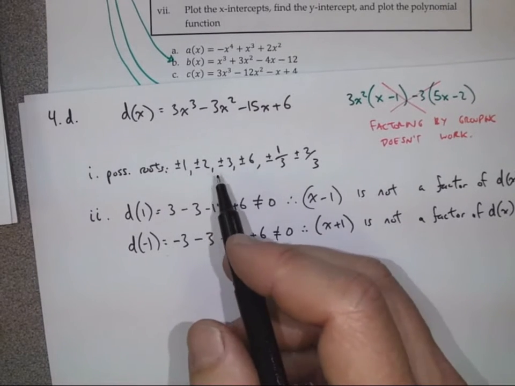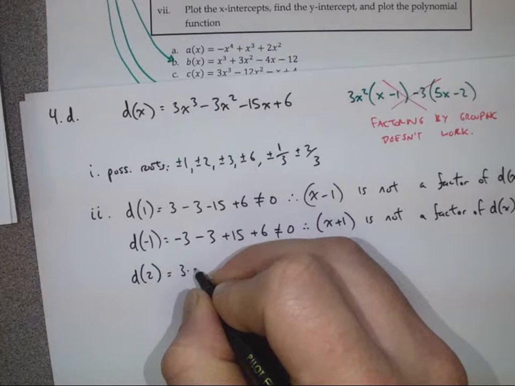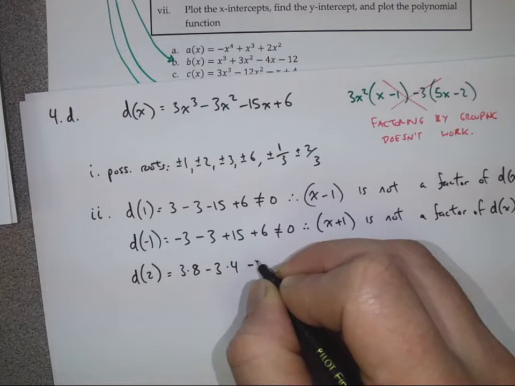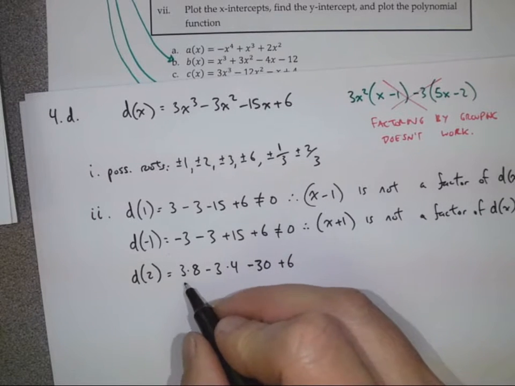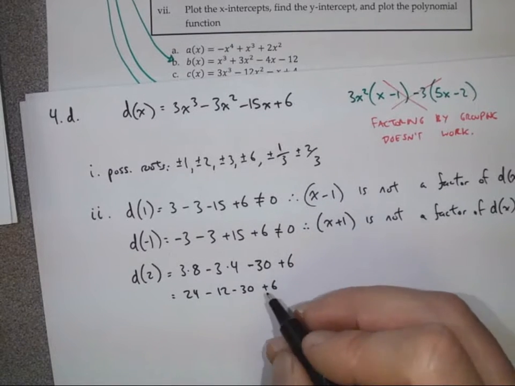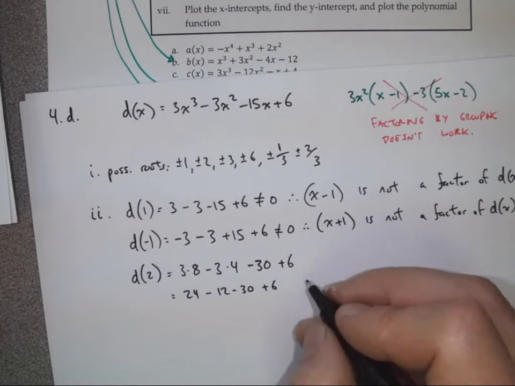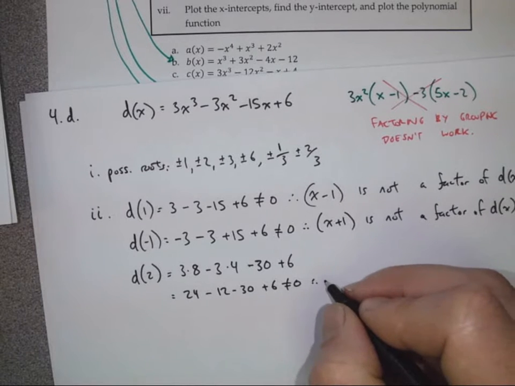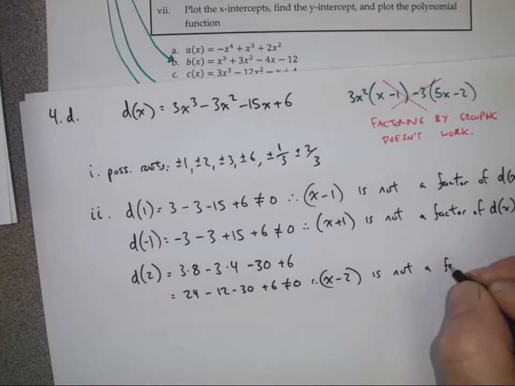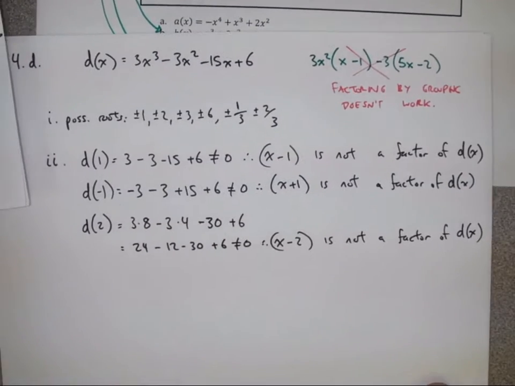All right, well, I guess we'll move on to 2. So d of 2, I'm going to slow this one down. So it's going to be 3 times 2 cubed, which is 8, minus 3 times 2 squared, which is 4, minus 15 times 2, which is 30, plus 6. All right, so it's 24, take away 12, take away 30, plus 6. And I can see negative 30 is going to cancel out with 6 and 24 because those together make 30 as well. So that's again not equal to 0. So therefore x minus 2 is not a factor of d of x. Okay, that sucks.